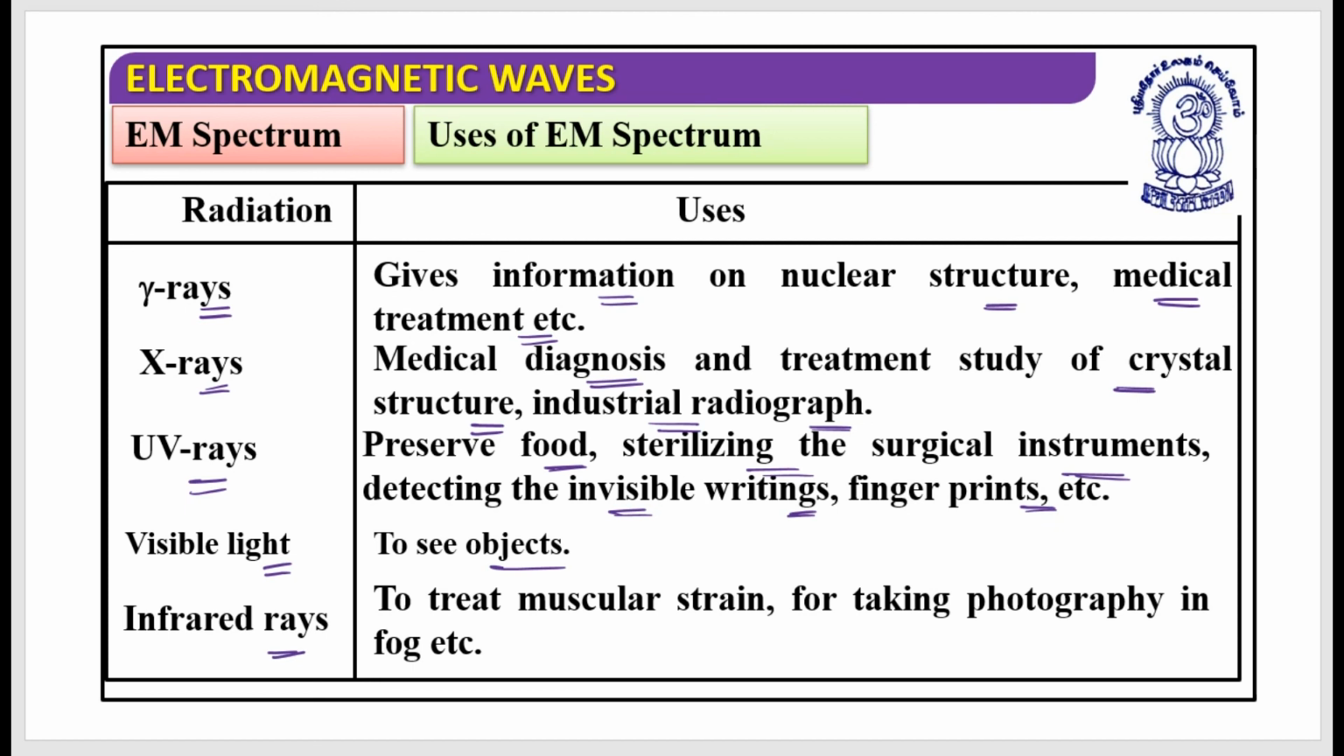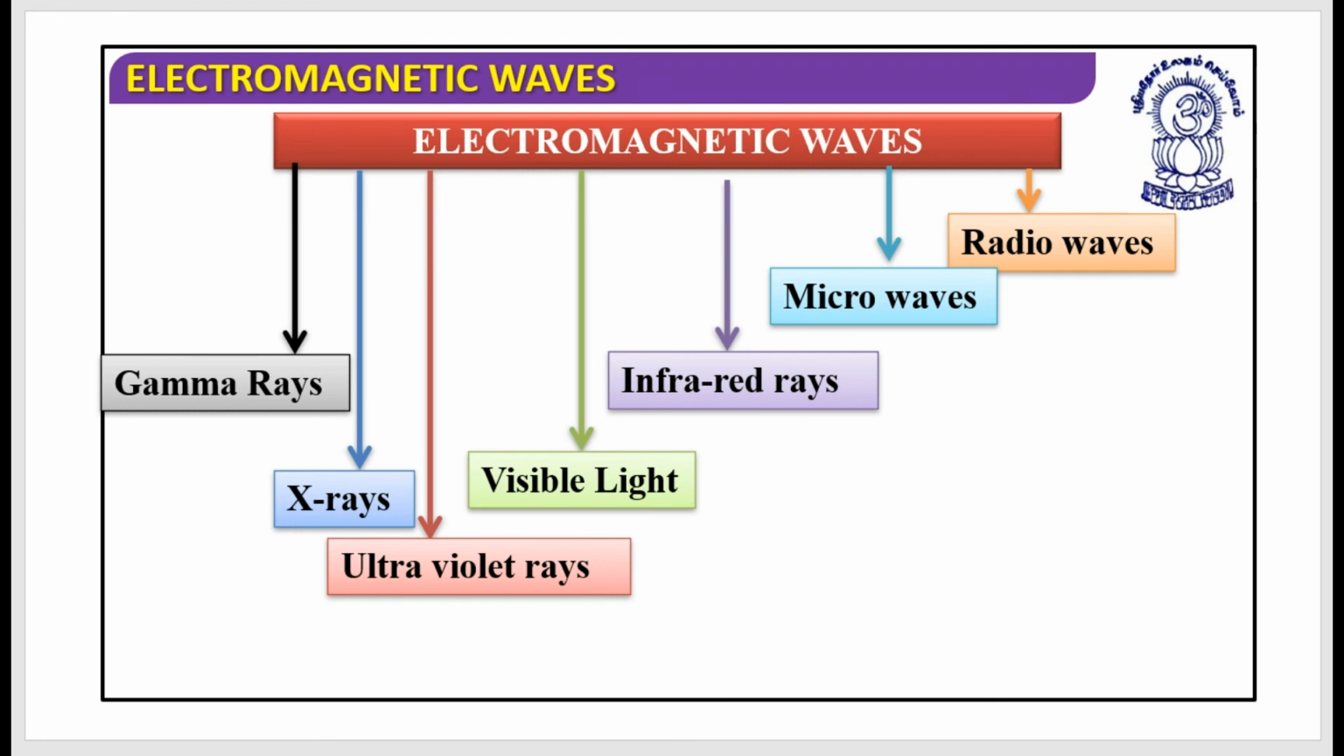Infrared rays are used to treat muscular strain or for taking photography in fog, etc. So the electromagnetic waves, starting from the gamma rays, then the X-rays, then the ultraviolet rays, then the visible light, then the infrared rays, then the microwaves, and at last the radio waves. I hope this is clear.